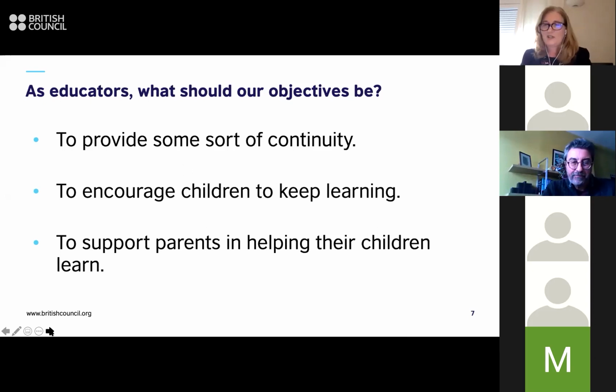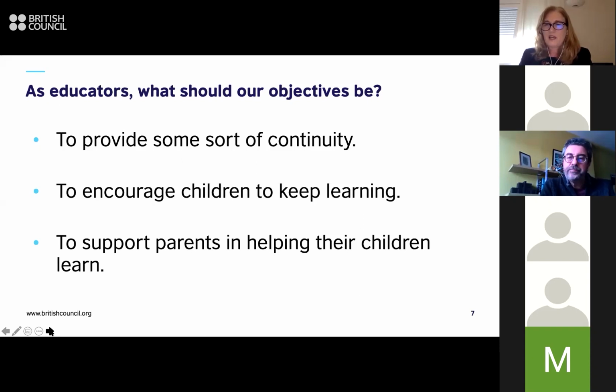I totally agree. And I think it's like, what will you be evaluating? And I would bring it back to what are our objectives? And that's why I was flicking through the slide. We've come back to what are our objectives? What are your objectives as a teacher? And if they are these, to provide some sort of continuity to encourage children to keep learning and to support parents, and you have achieved your objectives. So, is it, like you said, realistic to be evaluating the children on things that they would normally do in a classroom, which they aren't in a classroom? So the conditions have completely changed.